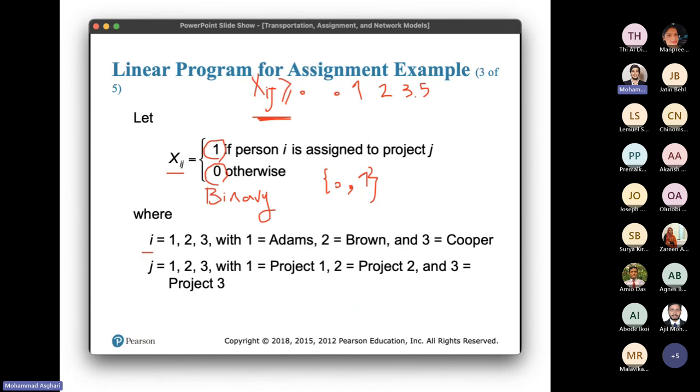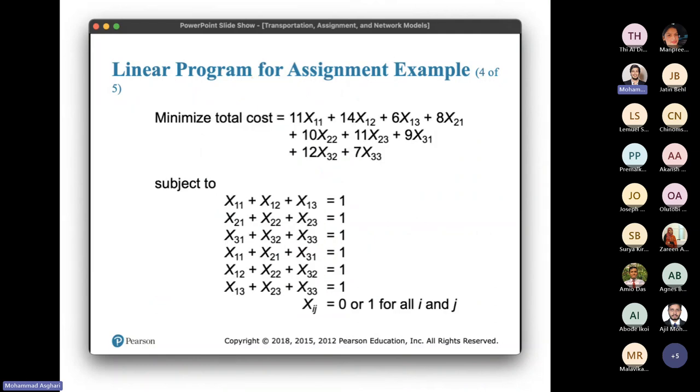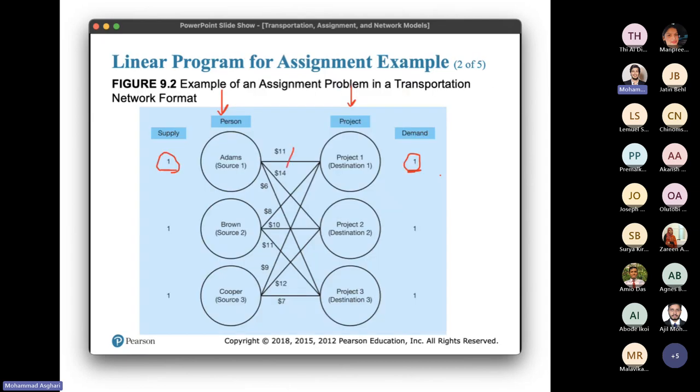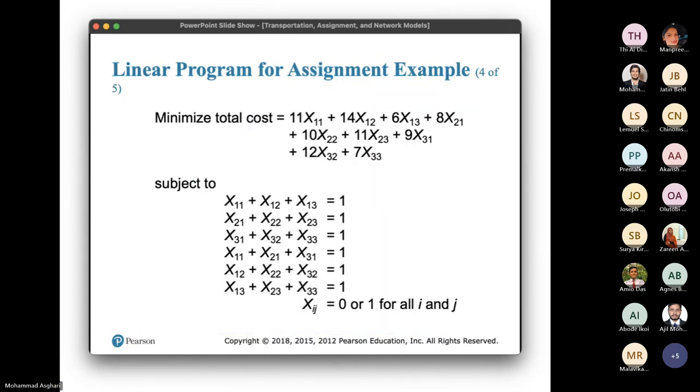What are our sources? They can be Adams, Brown, or Cooper, and we also have three projects: one, two, and three. How can we formulate this problem? You can easily write x11, and what is the cost of assigning Adams to project one? This is the wage you have to pay to Adams to repair project one. And this is the cost you have to pay to Adams if he repairs project two, for example, one item. So you can just multiply the decision variable related to each arc by its cost, as you can see here. You can easily write the objective function.